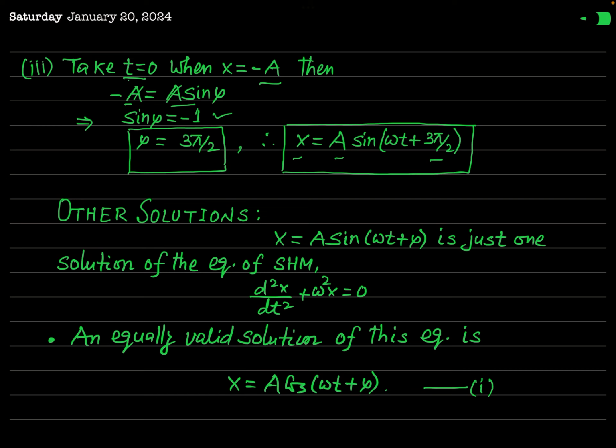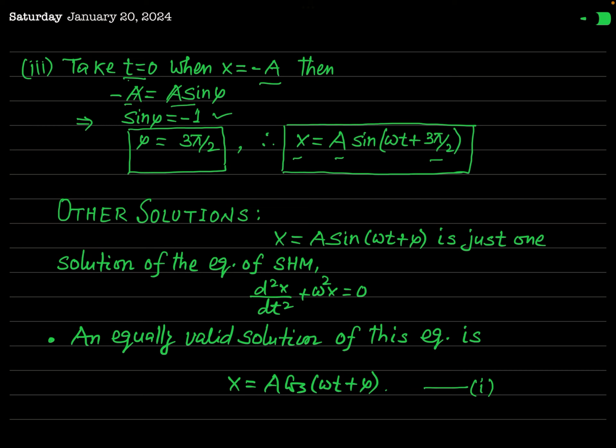So you can see from these examples, it is evident that the value of phi depends on our choice. That is, what is your choice of taking t equal to 0? That will determine the value of phi. Actually, phi is simply the phase of simple harmonic motion at the initial moment, that is at t equal to 0. And the value of phi may be anything in accordance with our choice of taking t equal to 0 at a particular point. I think this point has been definitely clear to you.